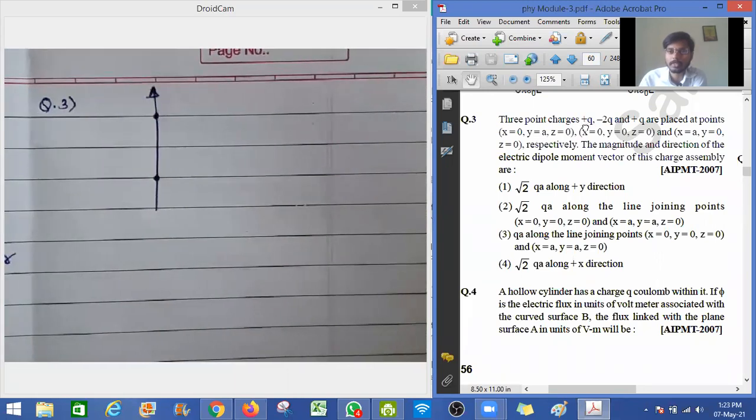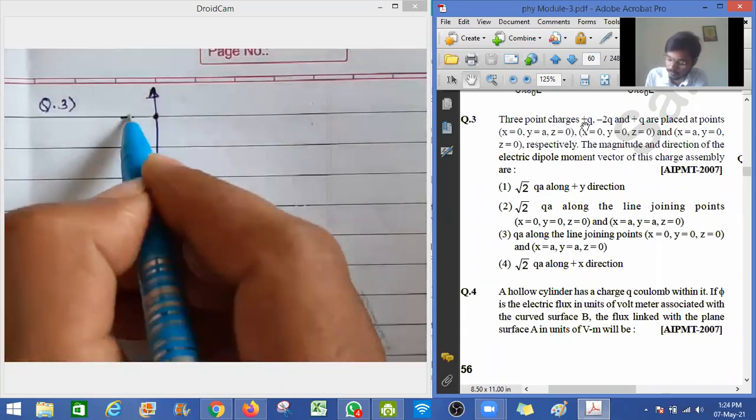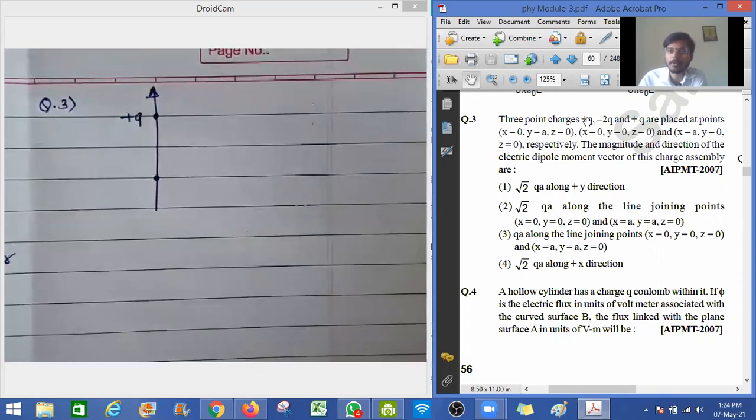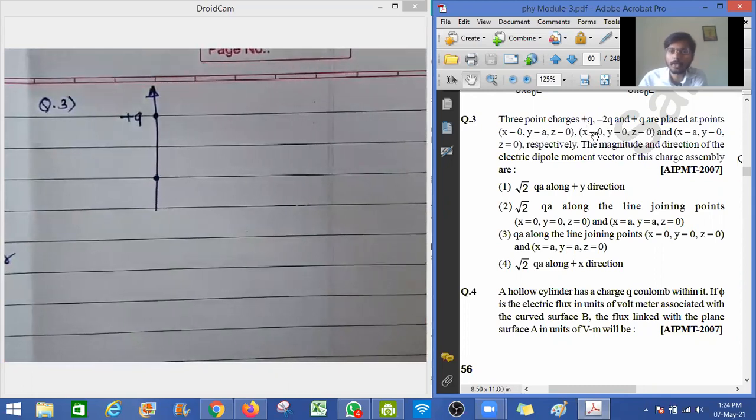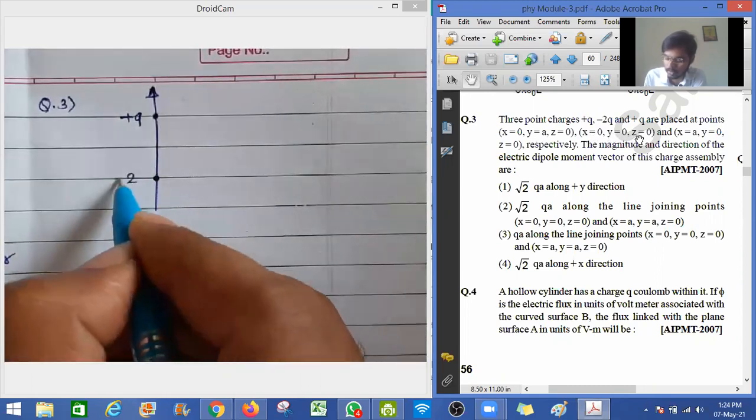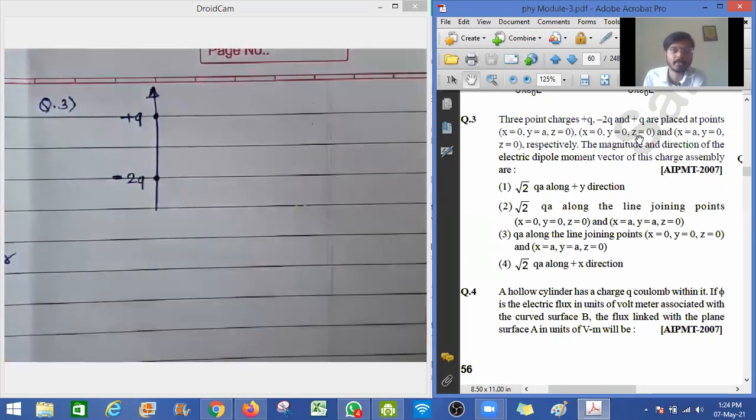Next, minus 2q is located at x equal to 0, y equal to 0 and z equal to 0. It means the origin. At the origin we have minus 2q. Fine. This is our origin. This is our y-axis.